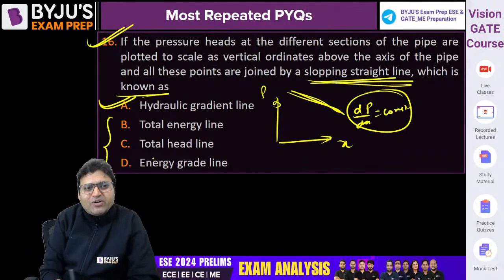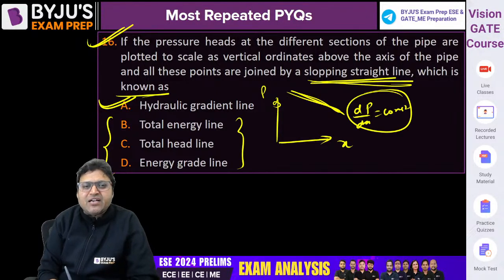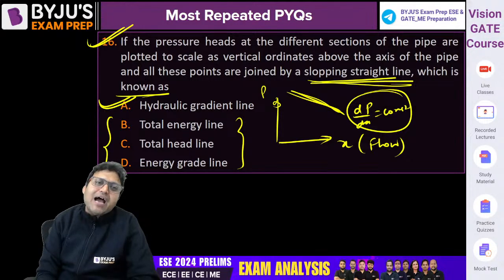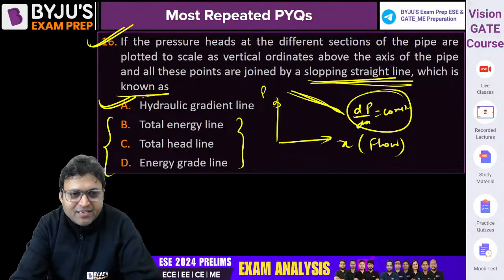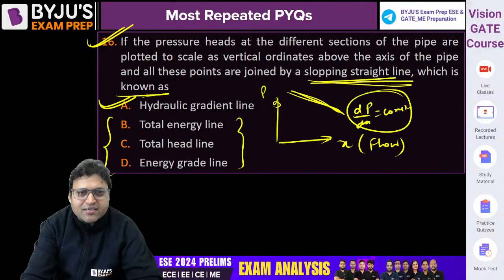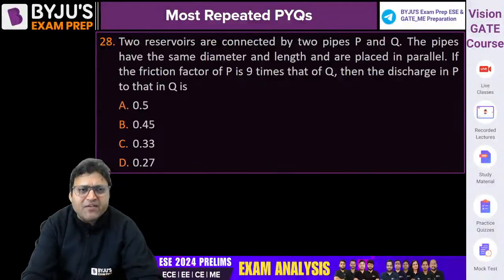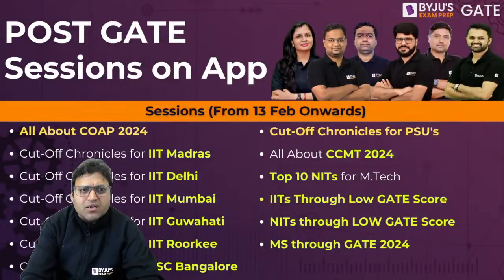It will not be the total energy line. It will not be the total head line. It will not be the energy gradient line. The variation of pressure with flow is represented by the hydraulic gradient line. So these are some of the questions which are most expected and most repeated. There are some more other questions also. I will share the PDF, and let us stop here.